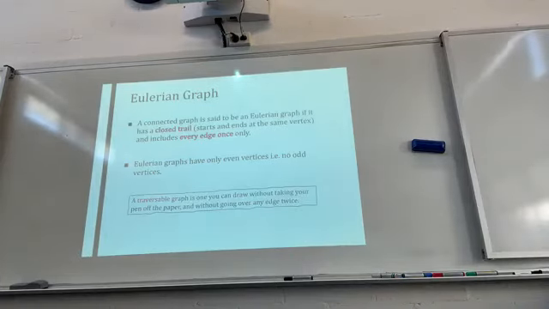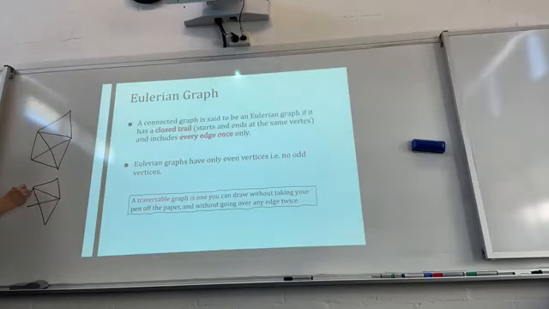Now, the other word that you need to know is traversable. A traversable graph is one you can draw without taking your pen off the paper and without going over any edge twice. So something like this. Remember, when you were young, you would be asked to draw something like this. This is traversable. I drew this without actually lifting the pen off, right? Something like this. Without lifting the pen off.